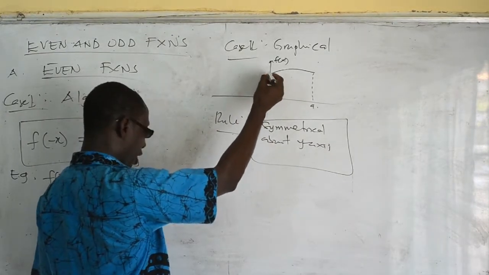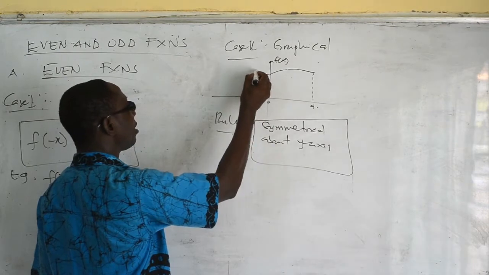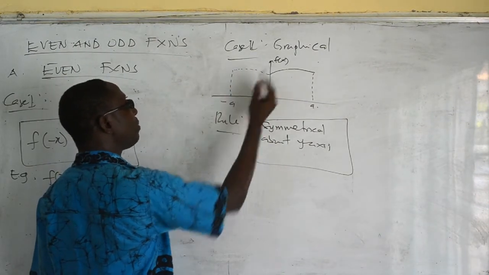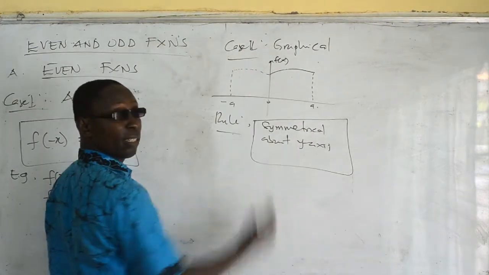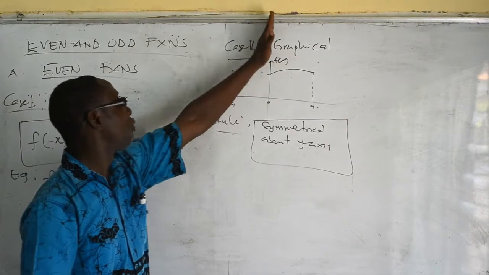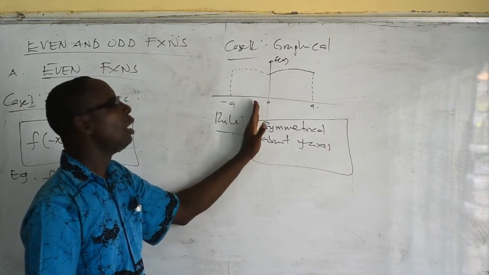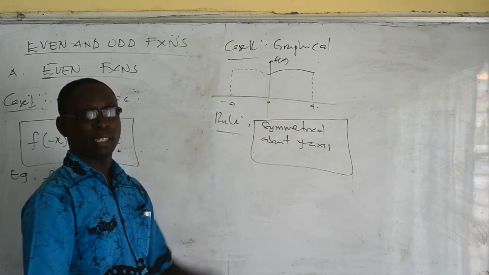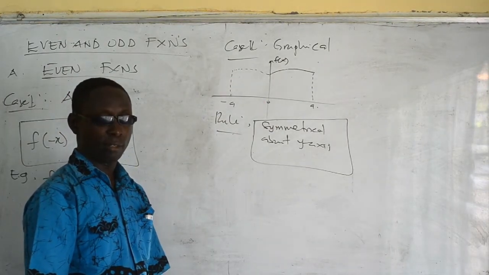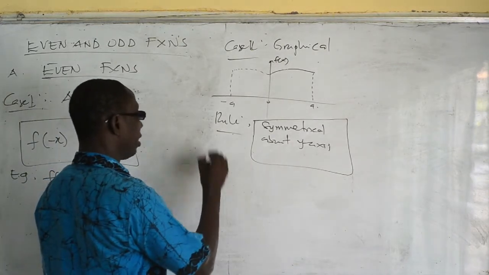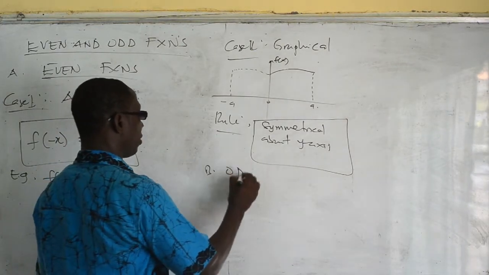So here the symmetry should have been here. If I complete my graph this way, it means that this is the symmetry. So any graph that is even has a line of symmetry, or a mirror line, on the y-axis. When you complete this graph in this format, it means that it is an even function graph. So let's move on to the second one, that is odd function.